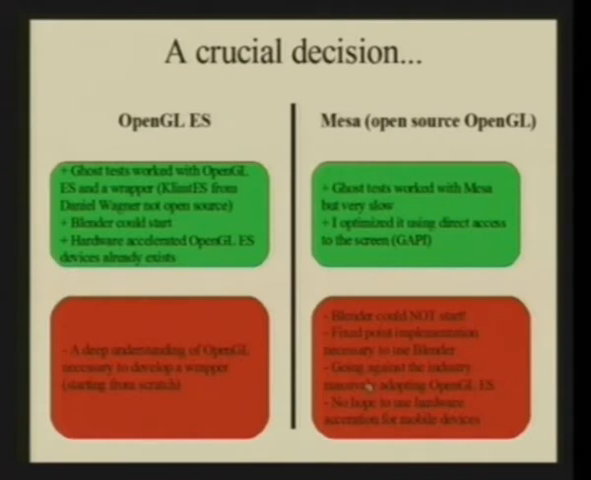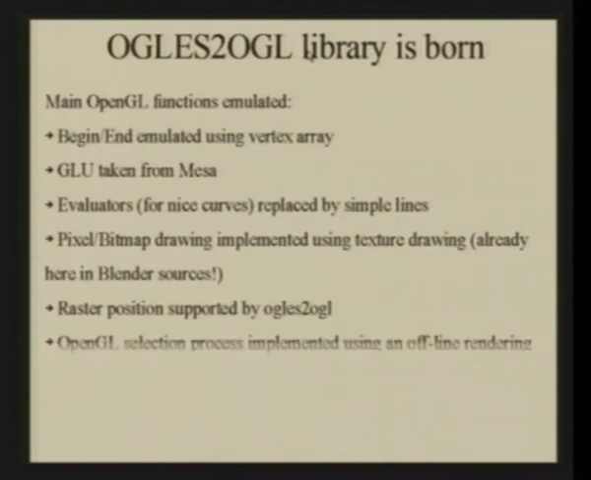Then, in this direction, I was going against the industry massively adopting OpenGL ES for mobile devices. And the next bad thing is that with Mesa, there is no hope to see hardware acceleration with this library because it's not designed for that. So I decided to go in this direction, and to develop my own wrapper, I gave it the name OpenGL ES2 OpenGL. So I made this library.